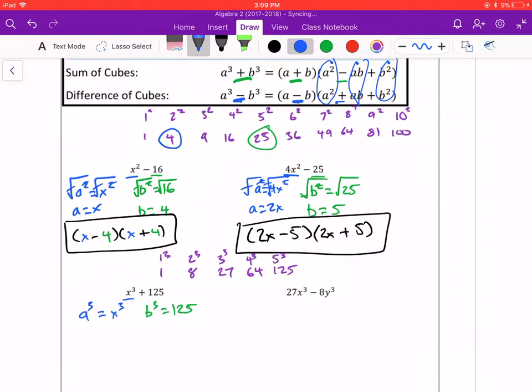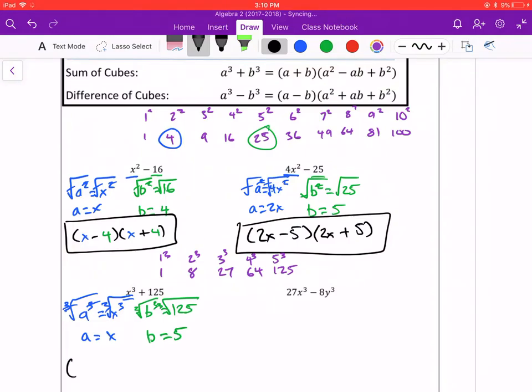So going back to this problem, I'm going to clear this out so we can see it. A cubed: if I cube root this, the cube root cancels the exponent of 3, so a is just going to be x. If I cube root b cubed, the cube root of 125 is 5, so b is equal to 5. Let's fill out our answer. We're doing the sum, so it's a plus b, which is x plus 5.